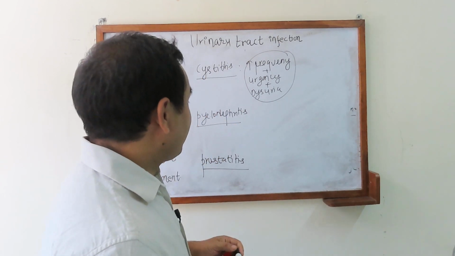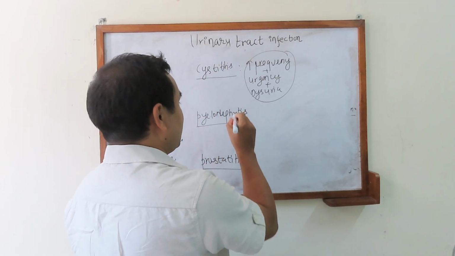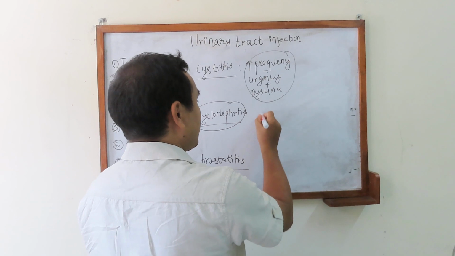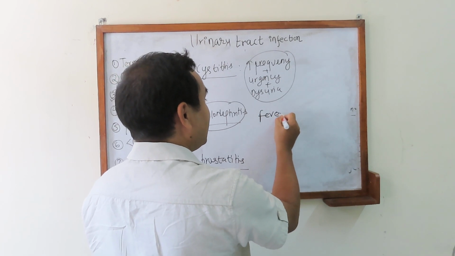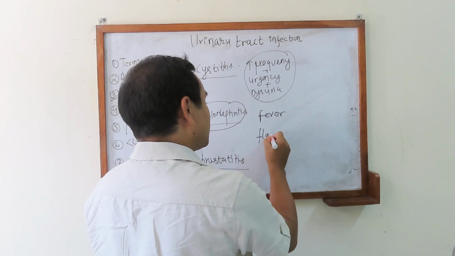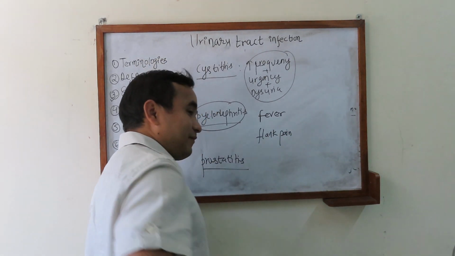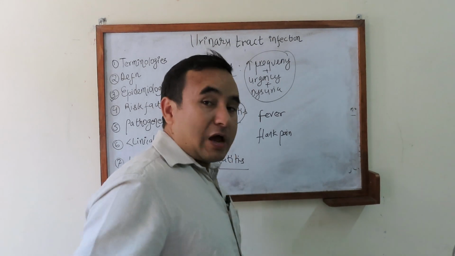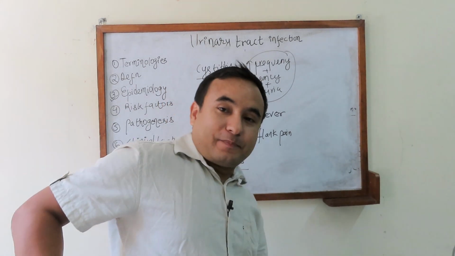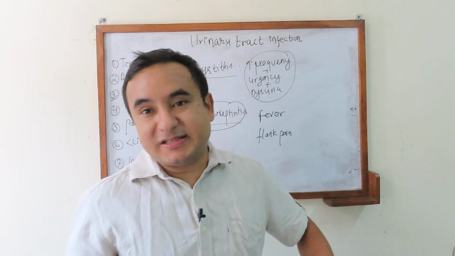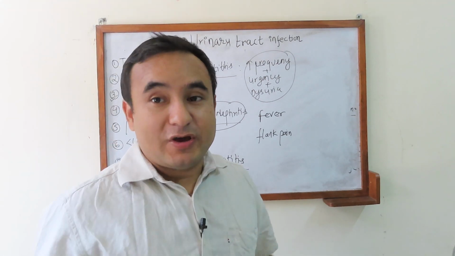Okay. So in pyelonephritis, the important clinical features are fever and flank pain. Most of the time I have these two symptoms. One is fever, another is the flank pain. Like if my right kidney is infected, then I will have right flank pain. If my left kidney is infected, then I will have left flank pain.